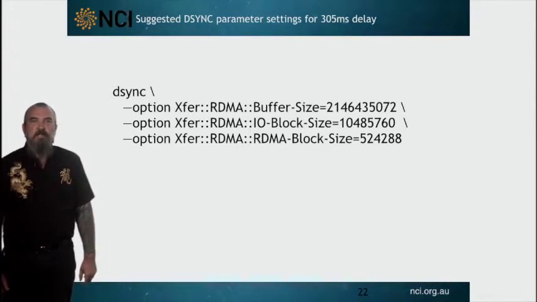These are our suggested UDT parameter settings for a long delay 305 millisecond connection between Singapore and Australia.